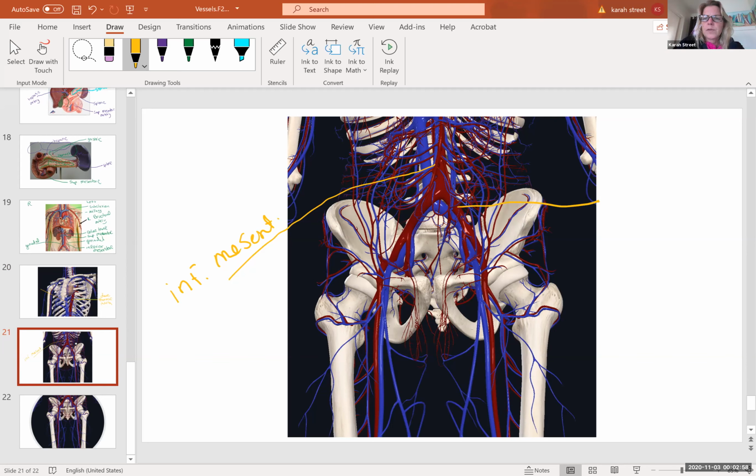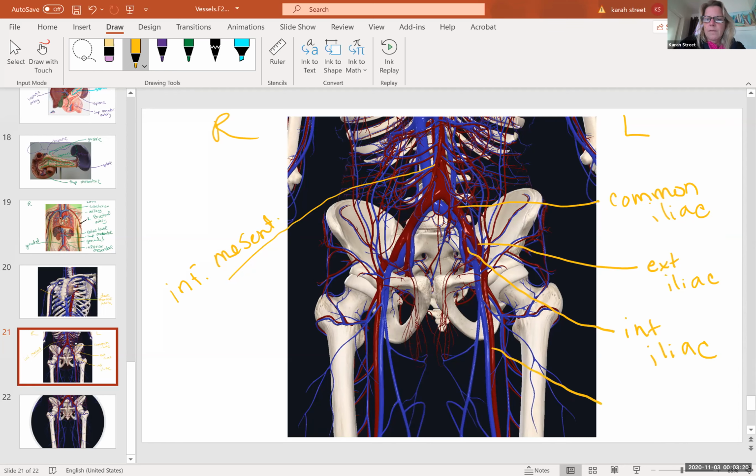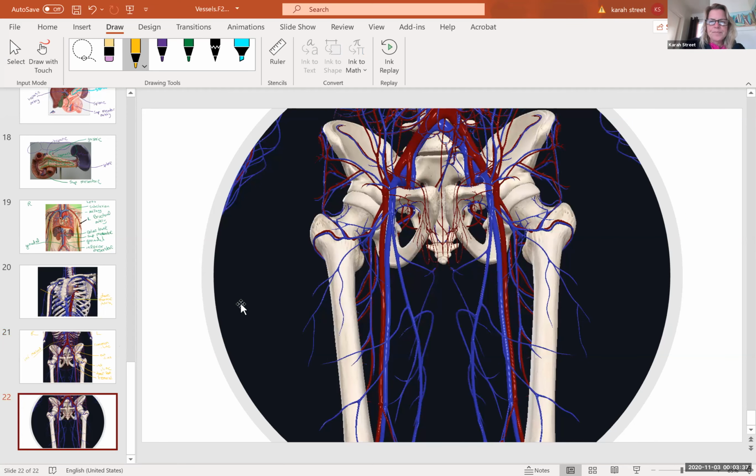Here's again, left and right. So that would be common iliac. External iliac. Internal iliac. Femoral. And then there's that deep femoral again. Okay. And it's the same picture again. Don't know why I included it twice, but I did.